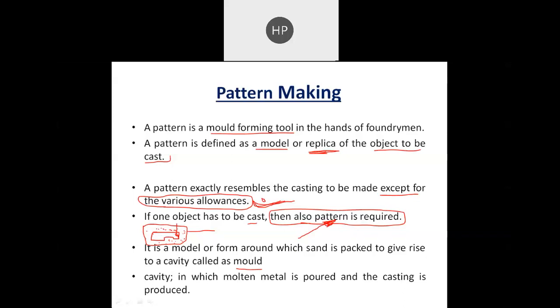So this is the use of a pattern, and how that pattern is made, what the various materials are that we can use for a casting, and how the casting is produced with various kinds of allowances, we are going to discuss in our upcoming lecture. Okay, so this is enough for today.